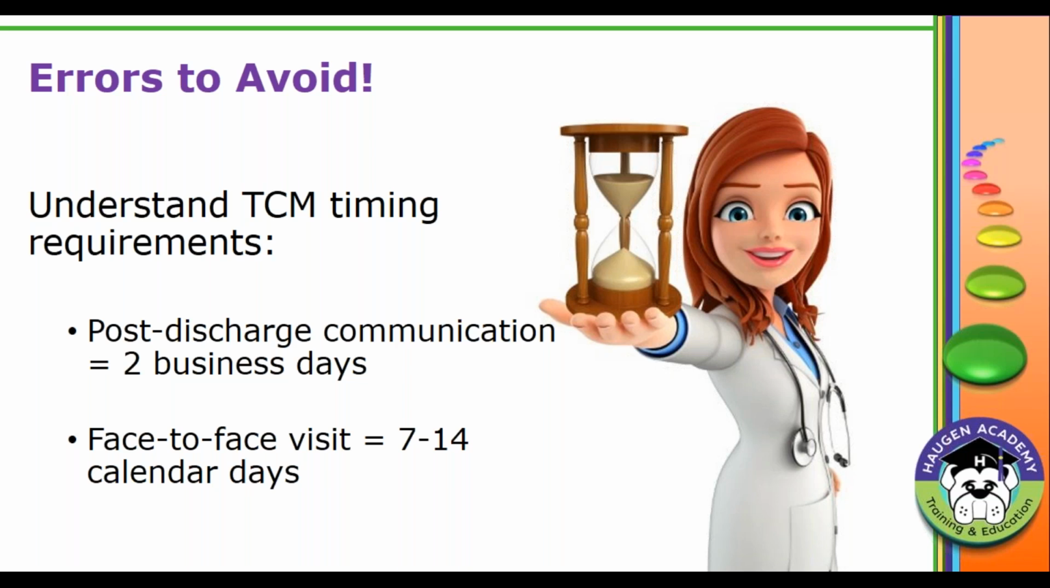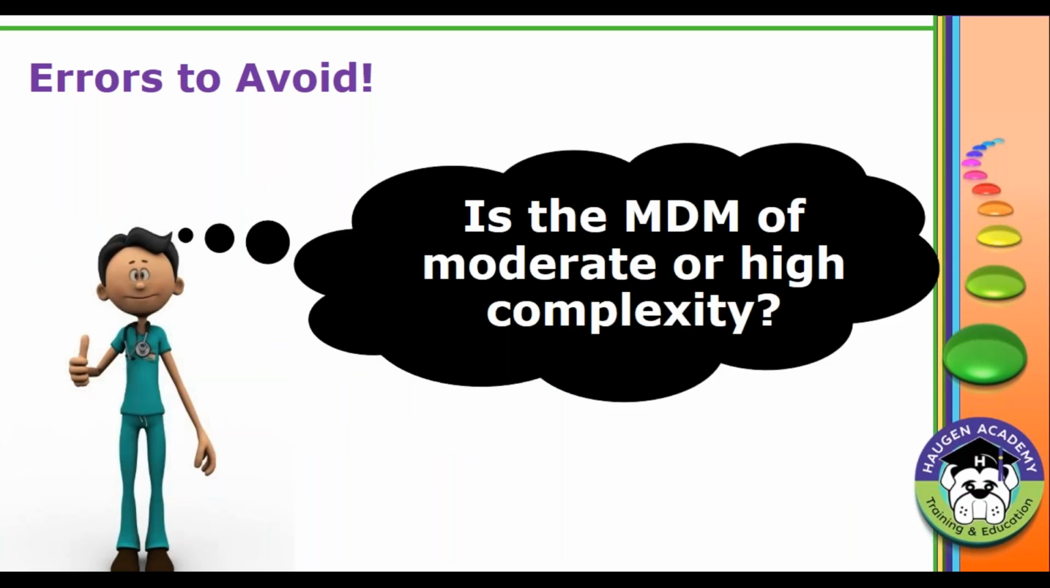It's going to differentiate whether you're going to be able to bill for the 99495 or 99496. That and the medical decision making, which is the next error to avoid. Remember, the medical decision making has to be either moderate or high complexity. So that's going to follow those E&M guidelines.